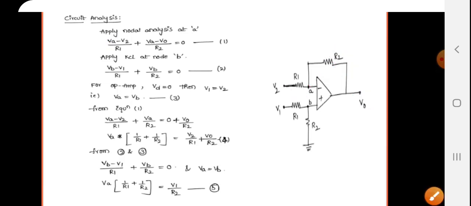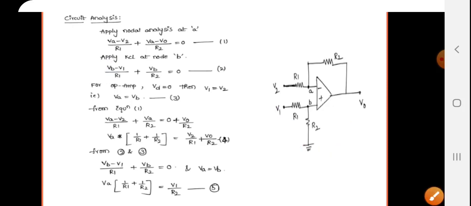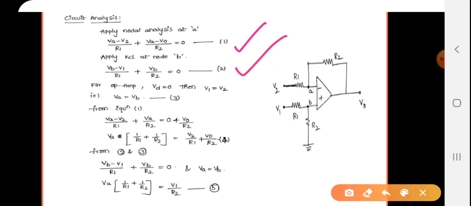Now similarly, I am going to apply KCL at node B. Here this is node B, and let the voltage at this point be VB. To this node also, two branches are connected. So I write the KCL equation at node B as (VB minus V1) by R1, and then VB to ground, which is 0, so VB by R2. This is the second equation. So now we have two KCL equations from this network.